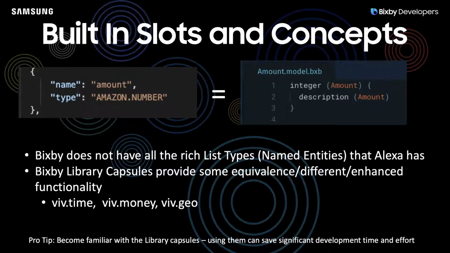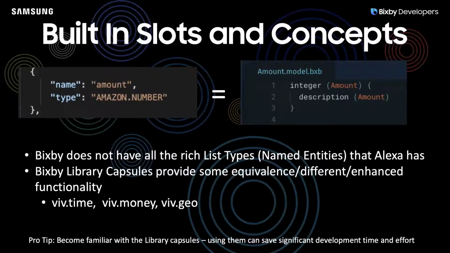What about built-in slots and concepts? So I have an example here. There is a slot defined but not really used in this skill and capsule called amount. So that's type Amazon number. In the Bixby side, on the right-hand side, it is a concept of type integer, so those are equivalent. One thing I will say is Bixby doesn't have all those rich list types, those named entities that Alexa has. I think that's great that Alexa has them. If you're doing something like that with Bixby, you need to create your own.